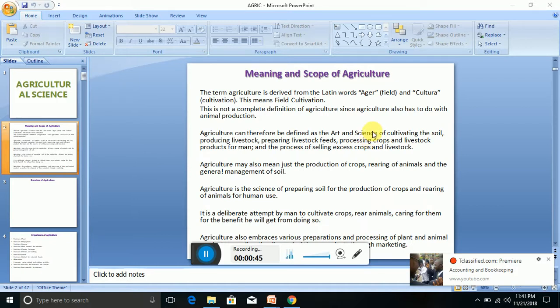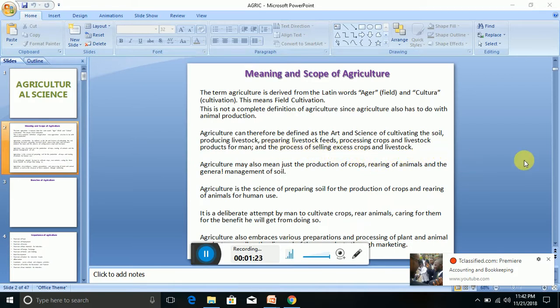If you look at the second paragraph, this is not a complete definition of agriculture, since agriculture also has to do with animal production. So the combination of crop and plant production and animal production is what agriculture is. So we can now define agriculture in totality as the art and science of cultivating the soil, producing livestock, preparing livestock feeds, processing crops and livestock products for man, and the process of selling excess crops and livestock.